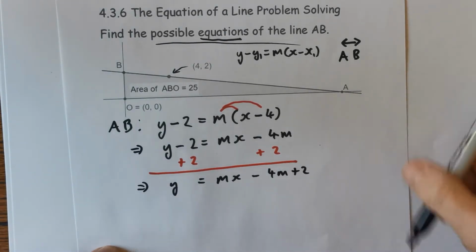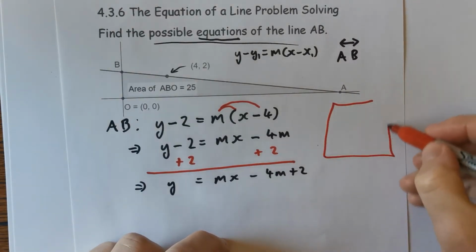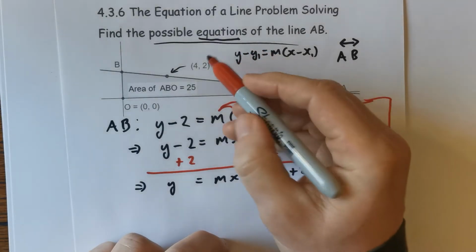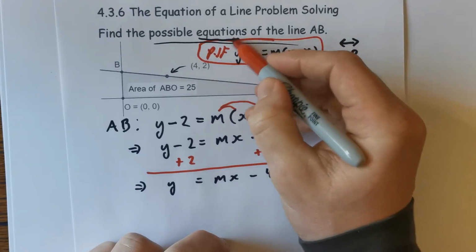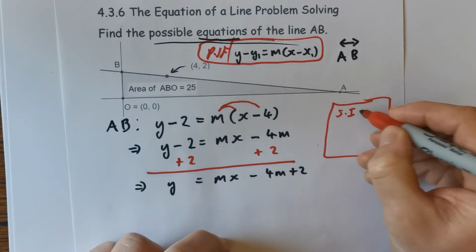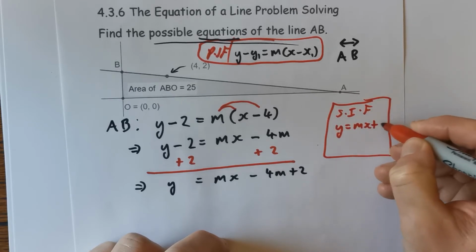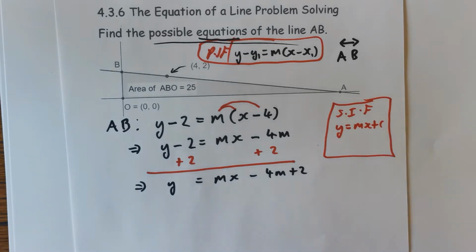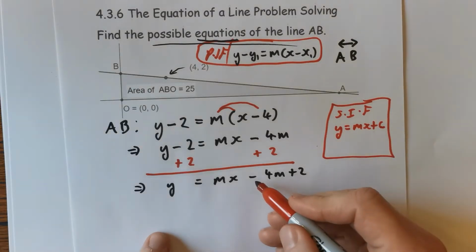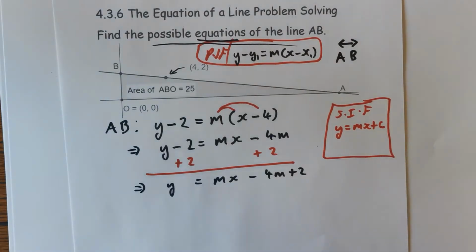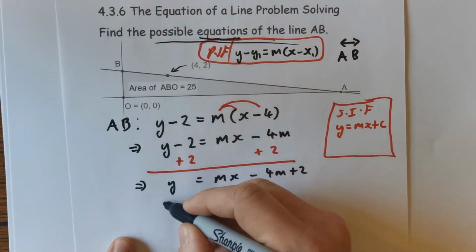Remember slope-intercept form. Let me just write it over here in a little box. This up here is called point-slope form, and PSF I'll write there. That's the point-slope form of the equation of a line. Slope-intercept form of the equation of a line is y equals mx plus c, where m is the slope and c is the y-intercept. Now here, c is going to be negative 4m plus 2, and the slope is m. So we can see the slope here is m.